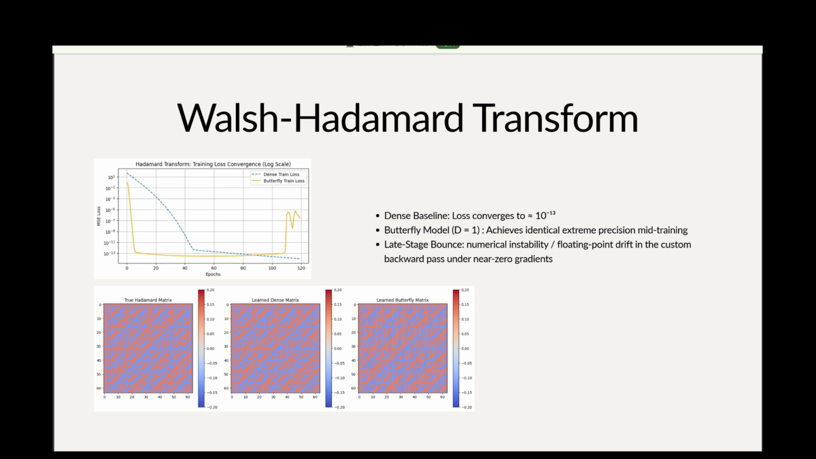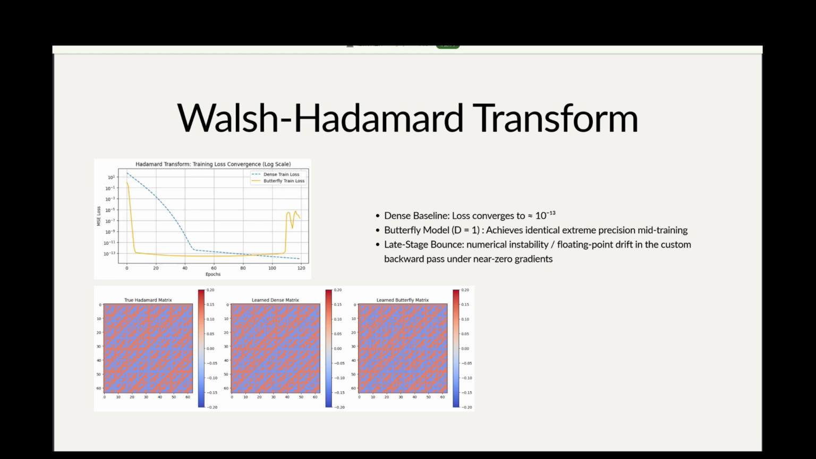In this page, we will see the result for the Walsh-Hadamard transform. First, we look at the training loss convergence graph on the top. The blue dashed line shows the dense baseline, and its loss successfully converged to around 10 to the power of minus 13. The yellow line shows our butterfly model with d equals 1.